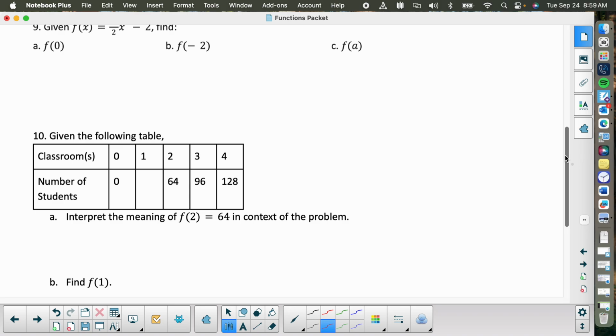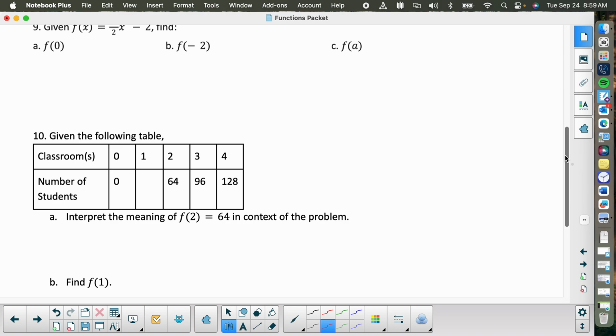Okay, 10, we've got this table. It says interpret the meaning of f of 2 equals 64 according to this problem. What would that mean for this table? Or do you want me to talk to you about the table before we do the problem? We're working out of the packet. You're not sure. So the table is basically saying the number of classrooms that you looked in, how many total students you see. So if you look in 3 classrooms, you'll most likely see about 96 students.